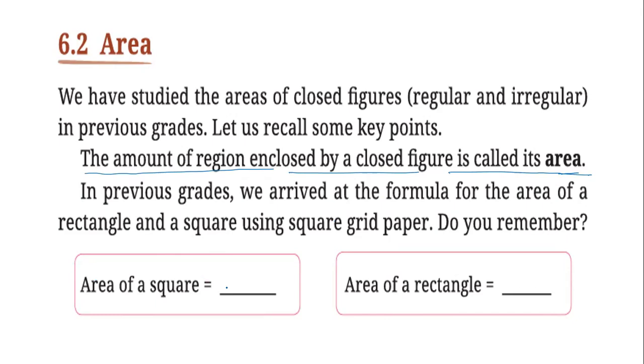Now, area of a square is length into length or side by side. All sides are equal here. Therefore, we can write it as L square. Now, area of a rectangle is equal to length into breadth. L means length, B means breadth.